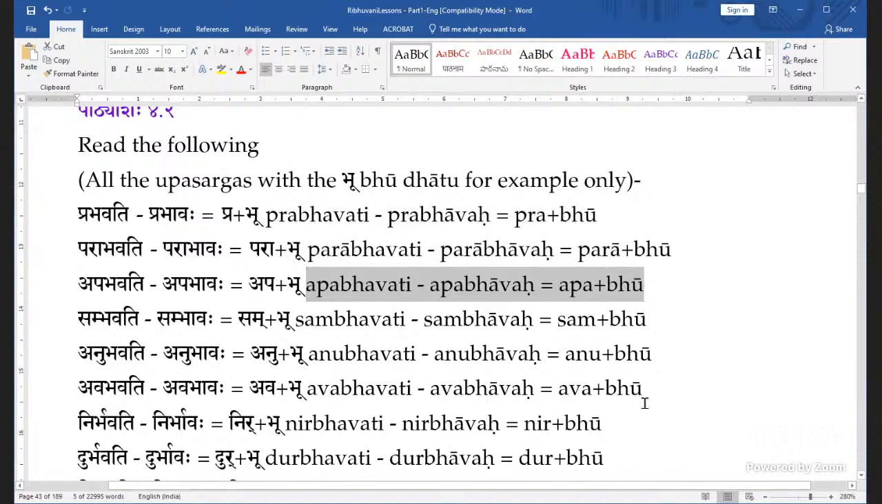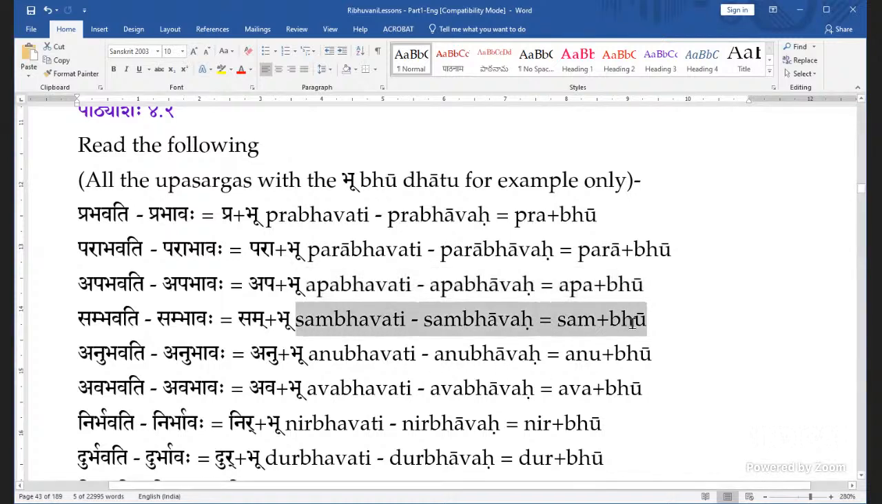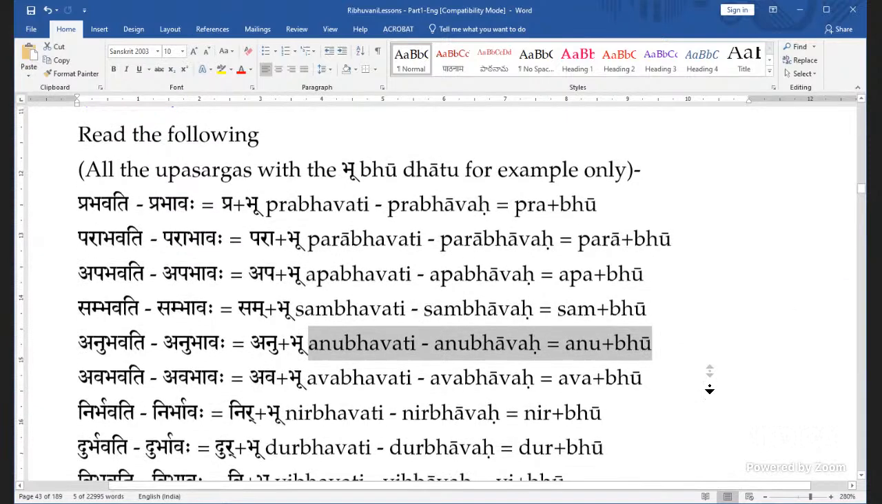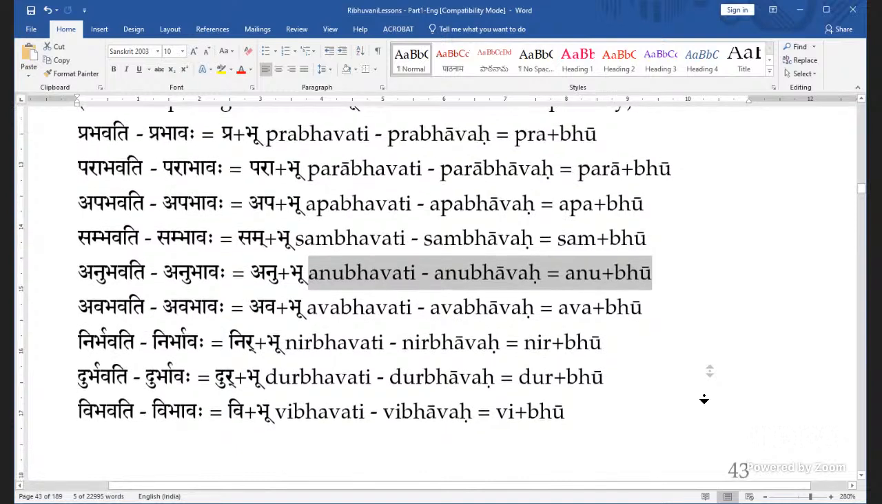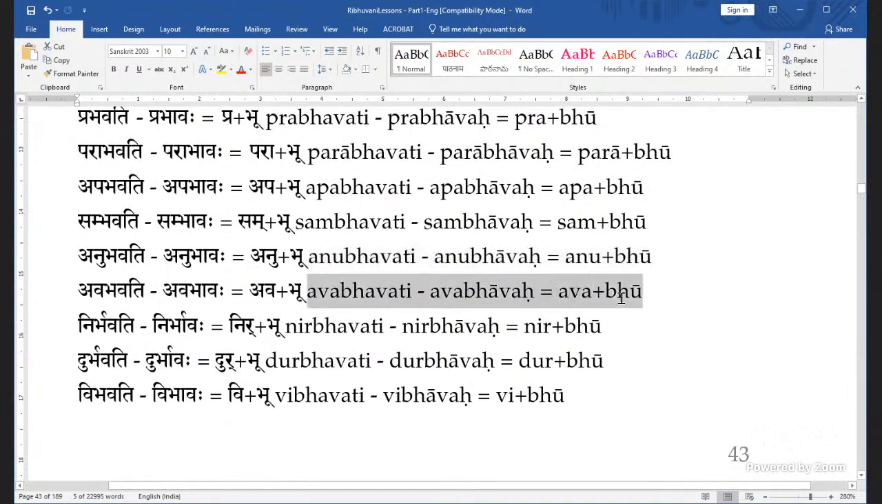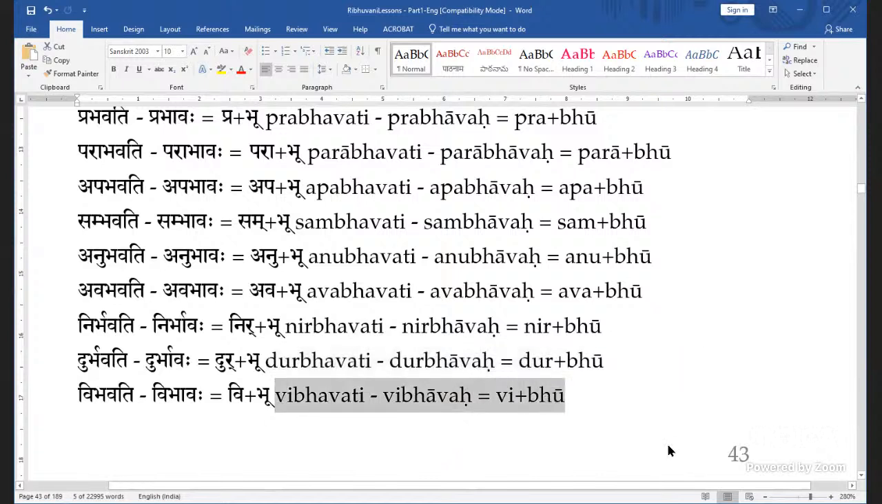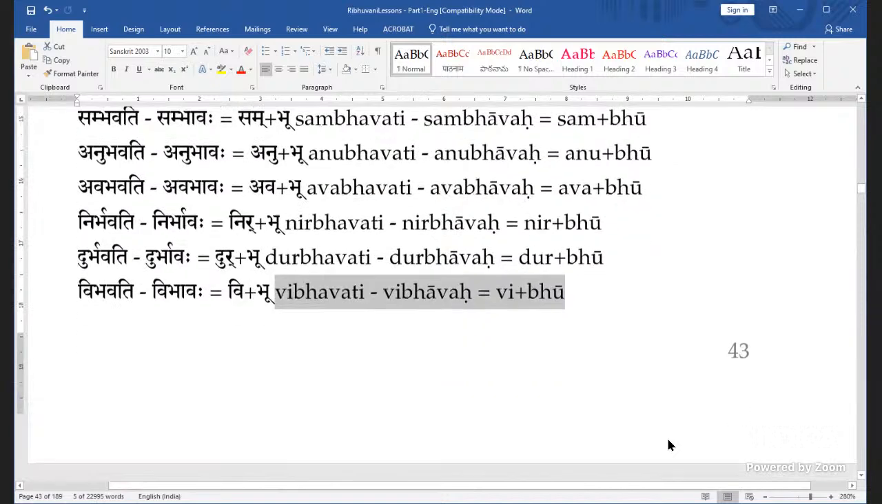Apabhavati, apabhavaha, apabhu. Sambhavati, sambhavaha, sambhu. Anubhavati, anubhavaha, anubhu. Avabhavati, avabhavaha, avabhu. Nirbhavati, nirbhavaha, nirbhu. Durbhavati, durbhavaha, durbhu. Vibhavati, vibhavaha, vibhu.